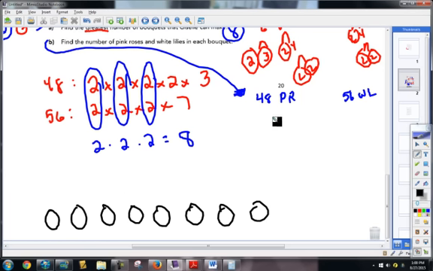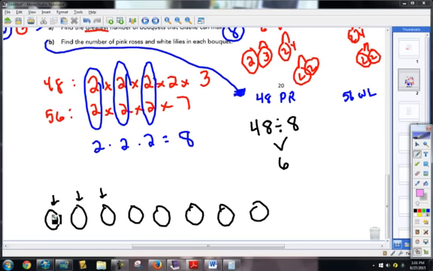Okay? Now, if I know that I have 48 total pink roses, and I want to know how many pink roses are in each one of these, this is where we use division. So I'm going to take 48 and divide it by the amount of groups that I have, and my groups, I mean my bouquets. So I'm going to do 48 divided by 8. Okay, that's going to be 6. So I know that each one of these, and I'll use pink, is going to have 6 of those pink roses. Okay? And if you actually added them up, or just did 6 times 8, it better give you 48.